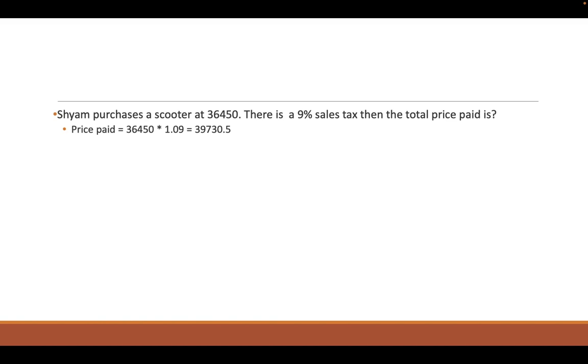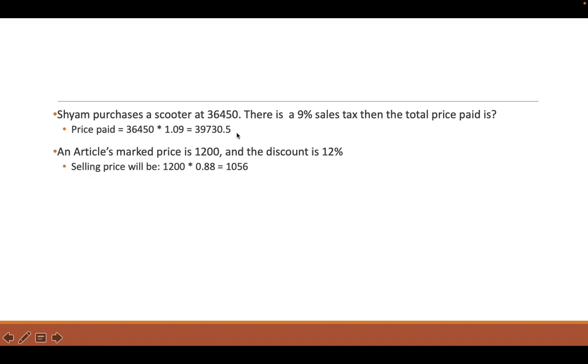For example, I am going and buying a car. If you see the cost breakup, you will see okay, this is the showroom price, so there is something called ex showroom price and there's a total price. So ex showroom price plus these taxes. In that case, it is road tax. Here it is just explained as sales tax. So 9% is the sales tax. So we are multiplying it like this, and we are getting 39,730.